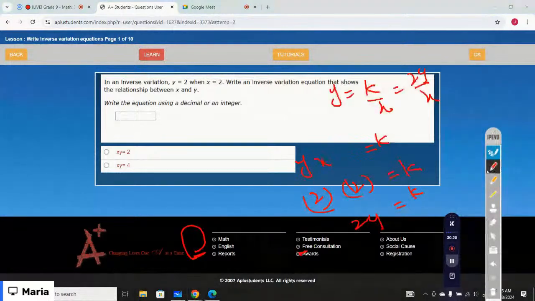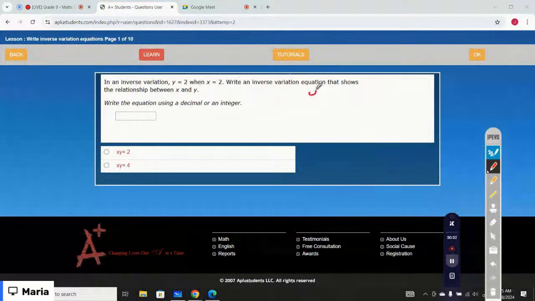So the equation is y equals k over x and k equals yx, right? You need to multiply x on the other side. So you are given x is 2, y is 2. So that means k equals 4, right? Or you can write it as y equals 4 over x. So xy equals 4. Got it? So option number 2 is the correct option.